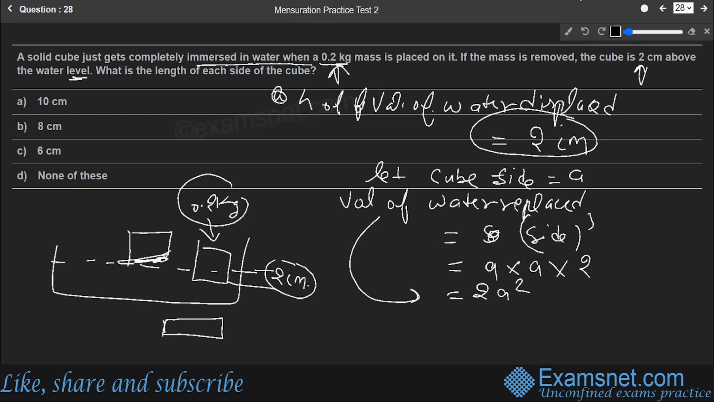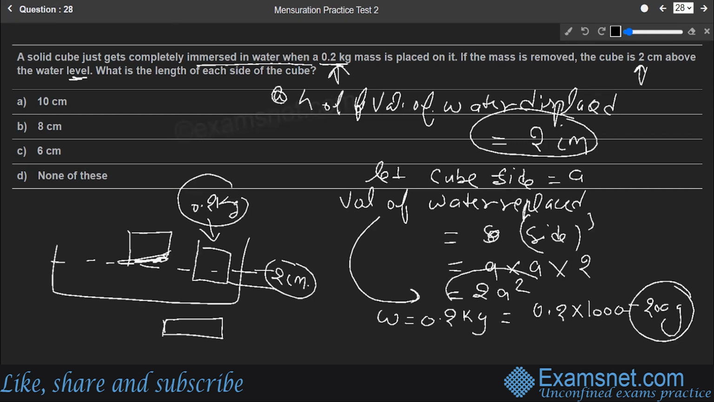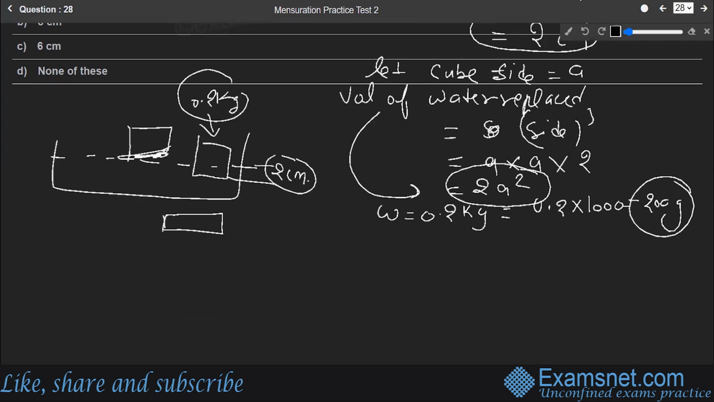Now what is the volume of the cube given as? Let us find out the weight. The weight given is 0.2 kg. Let us convert this into grams. 1 kg has 1000 grams, so 0.2 kg is 0.2 into 1000, that is 200 grams. So 200 grams of weight is kept over the cube, then water of volume 2a square has been displaced, and these two things are always related. Volume is displaced only because of the weight kept.